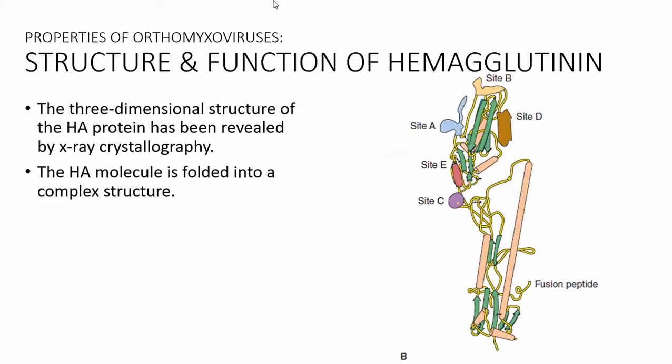So here is a three-dimensional structure of the hemagglutinin protein, and it has been revealed by X-ray crystallography. The hemagglutinin molecule is folded into a complex structure with 5 major antigenic sites, which, as you can see in the figure, are shaded and named sites A, B, C, D, and E. Okay.